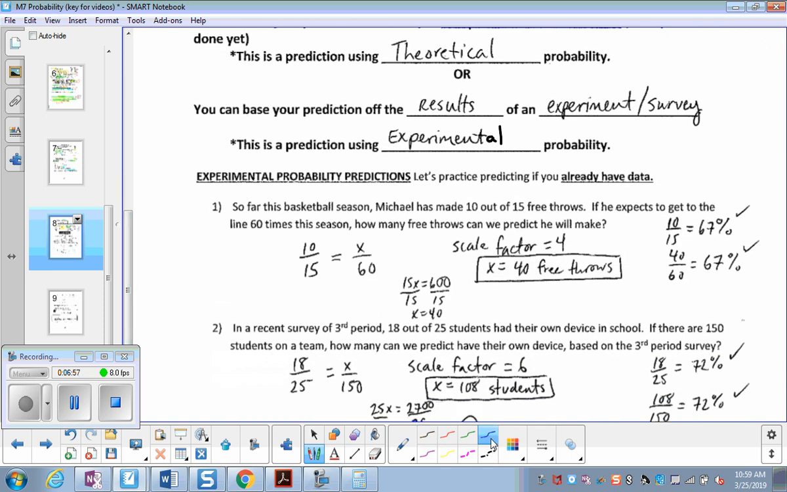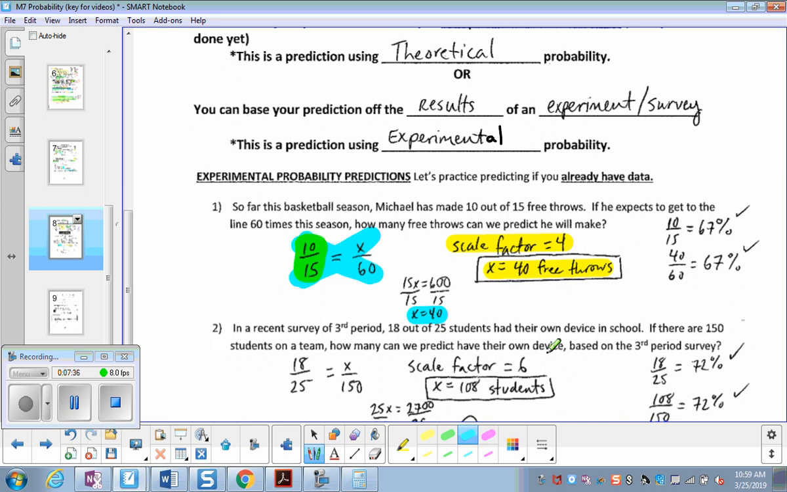So now for this first question down here, Michael has made 10 out of 15 free throws. So this information that we're given, this ratio that we've been given, this is experimental. And we're going to use that data to predict how many he's going to make if he's going to shoot 60 total. Now, some of you can catch that 15 times 4 gives me 60. So then you see a scale factor to do 10 times 4 is 40. Not everybody sees that. So if you want to cross multiply over here, you can do 10 times 60 and get 600, and then divide it by the 15, and you'll still get the 40.